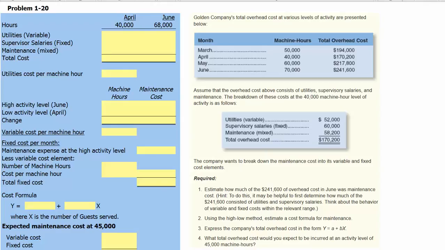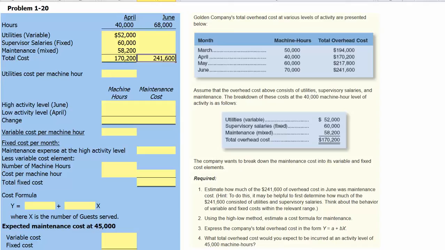Let's go ahead by picking up what we're given originally. For April, we are told at 40,000 machine hours, our utility cost is $52,000. Our supervisor salaries, which are fixed, are $60,000, and our maintenance cost, which is mixed, is $58,200, for a total of $170,200. We're also given total overhead cost for the month of June, which is $241,600. Our first step then is to break down that $241,600 into utilities, supervisor salaries, and maintenance cost.